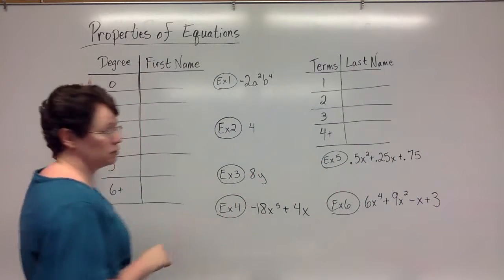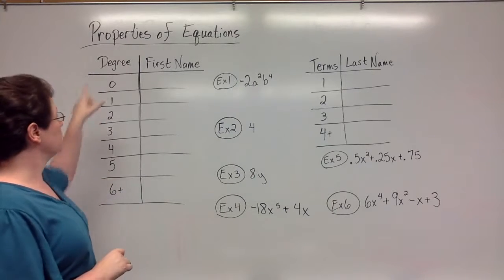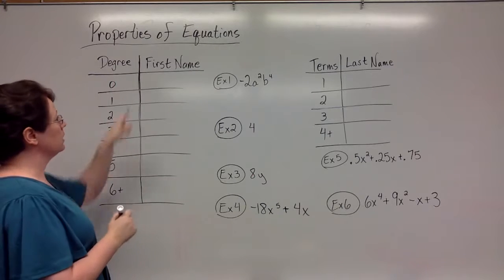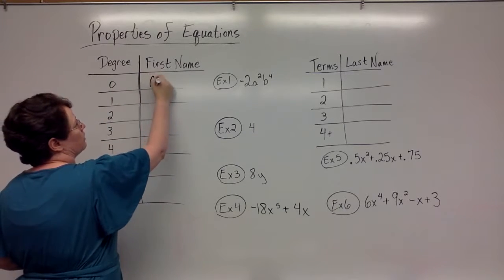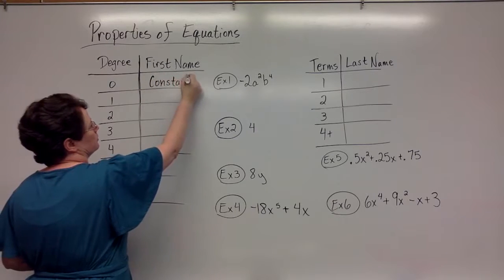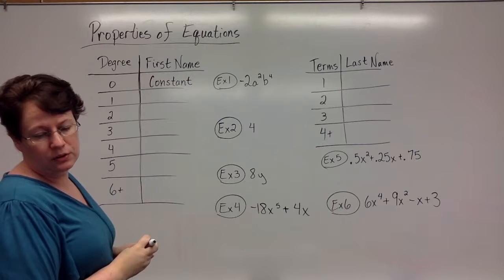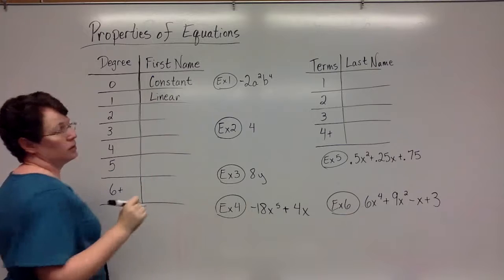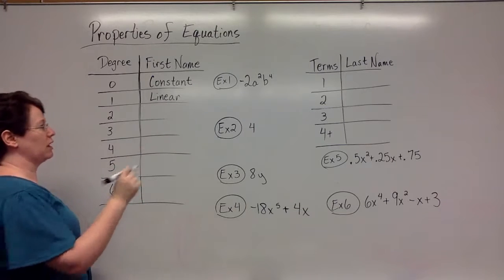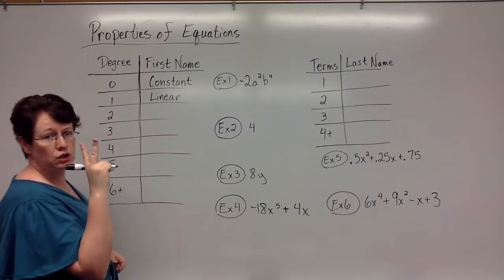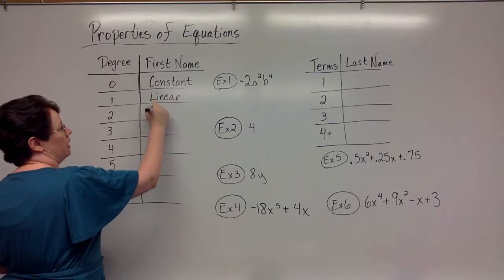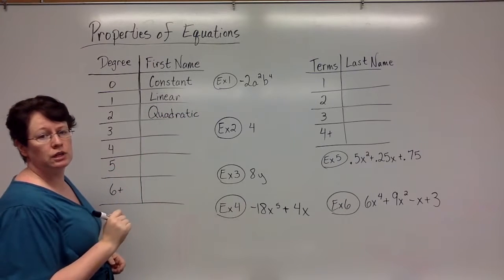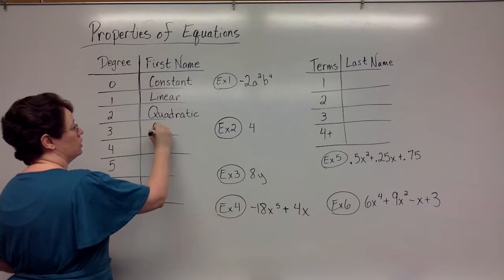So first we're going to look at the degree because the degree makes up the first name. If the degree is 0, and I will go into how you find the degree in a minute, then we have a constant. If the degree is 1, you might recognize this, we have a linear. You've heard of that before from Algebra 1. If the degree is 2, we have a quadratic. If the degree is 3, we have a cubic.